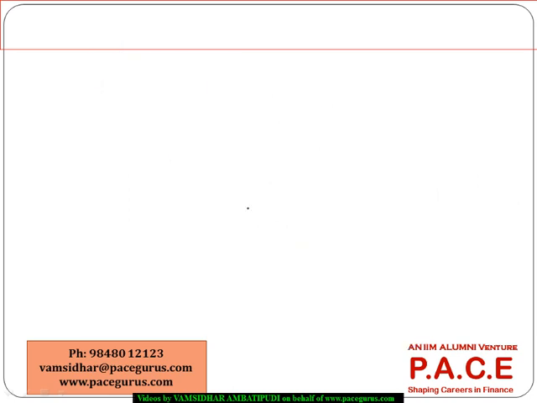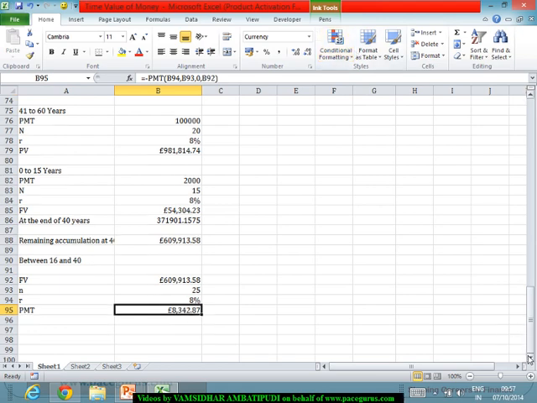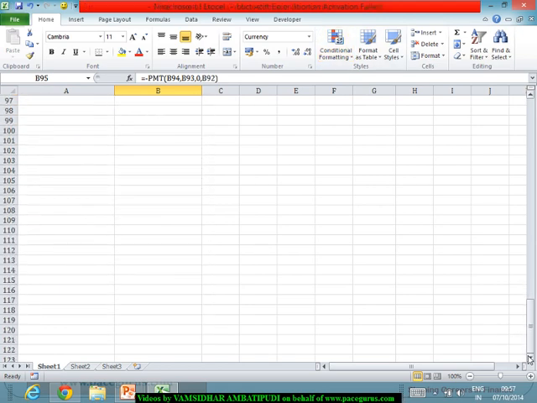Now, one more important scenario that I want to look at is, how do I relate a series of cash flows? How do I relate the present value and future value scenario? Let me just take one simple example. How do I bring the equivalence between the present value and the future value?